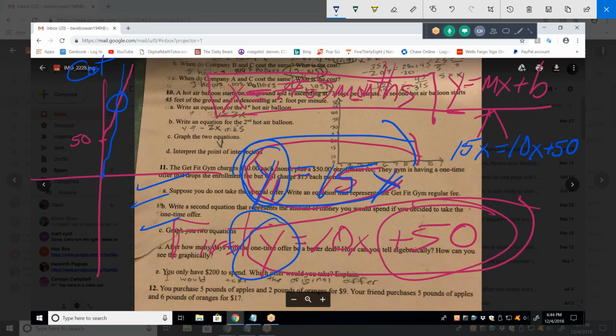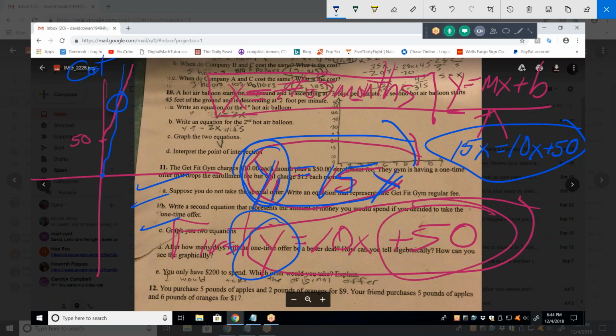This is what we should be working on, is solving equations, because you don't know how to do this, and this is far more important than understanding these concepts. Do you know how to solve that equation? Wait, which one? The one in blue. 15x equals 10x plus 50.